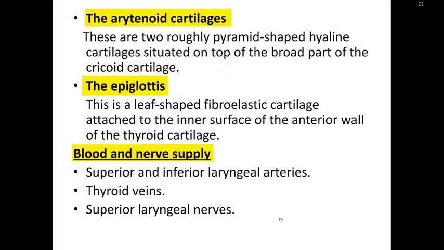Now we come to the epiglottis. This is a leaf-shaped fibroelastic cartilage attached to the inner surface of the anterior wall of the thyroid cartilage. The blood supply is through the superior and inferior laryngeal arteries, thyroid veins, and the nerve supply is through the superior laryngeal nerve.